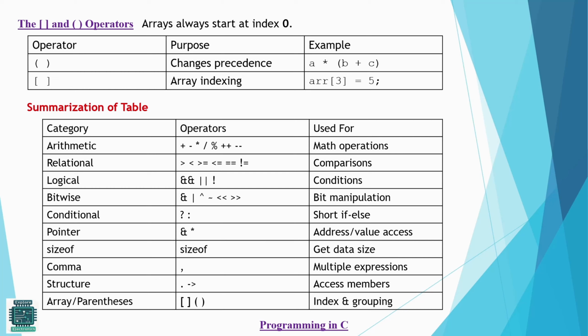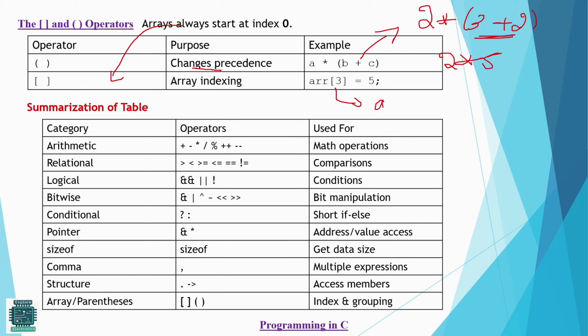And the last operators are the brackets: parenthesis and the square bracket. The square bracket is used for array indexing, and it always starts at index 0. This parenthesis is used to change precedence. Let me take an example: A is equal to 2 multiplied by (3 plus 2). It means we add first, that is 3 plus 2 is equal to 5, then later we multiply with 2. Array indexing always starts at index 0.